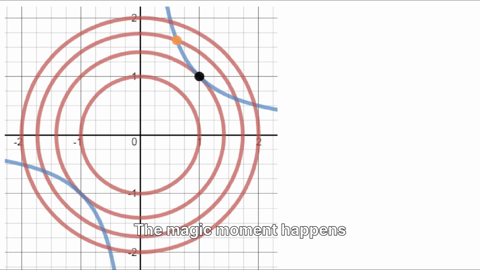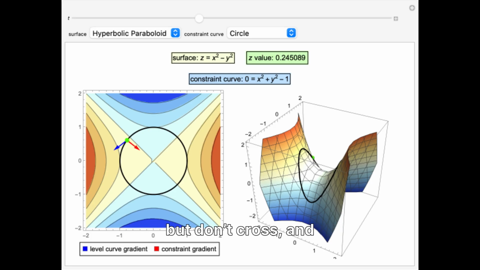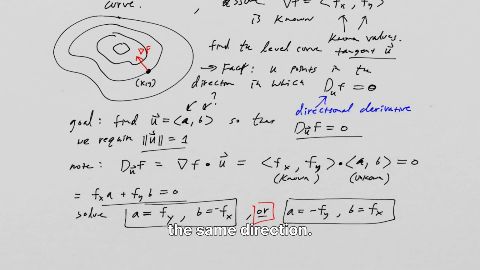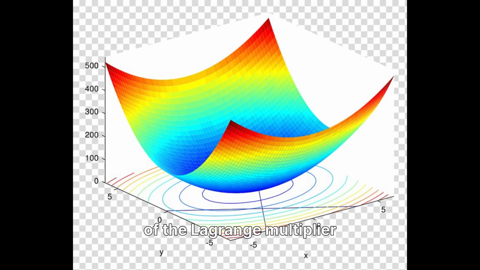The magic moment happens when the level curve of the function just kisses the constraint curve. Kissing means they touch but don't cross, and their slopes match. Their gradients point in the same direction. This is the heart of the Lagrange multiplier method. At the optimal point, the gradient of your function is proportional to the gradient of the constraint.